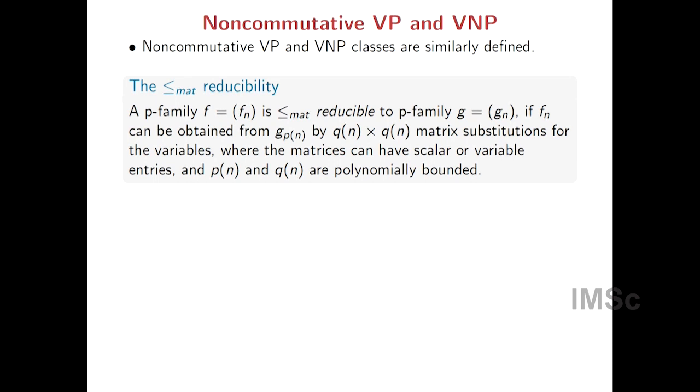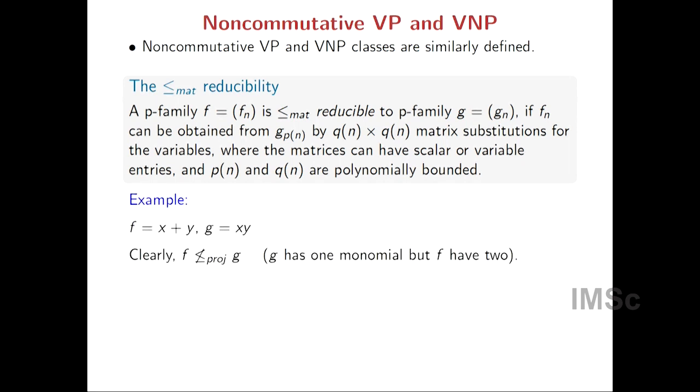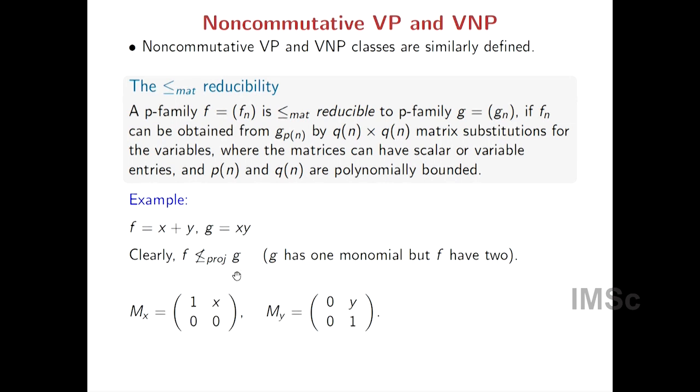A more general notion of reducibility which generalizes projections is possible through matrix substitutions. That's what I call less than or equal to mat. And for example, matrix reductions are stronger than projections because you can never project G to get two monomials because G is a single monomial. Whereas I can use matrix substitutions and look at a particular entry of the resulting matrix to reduce F to G.